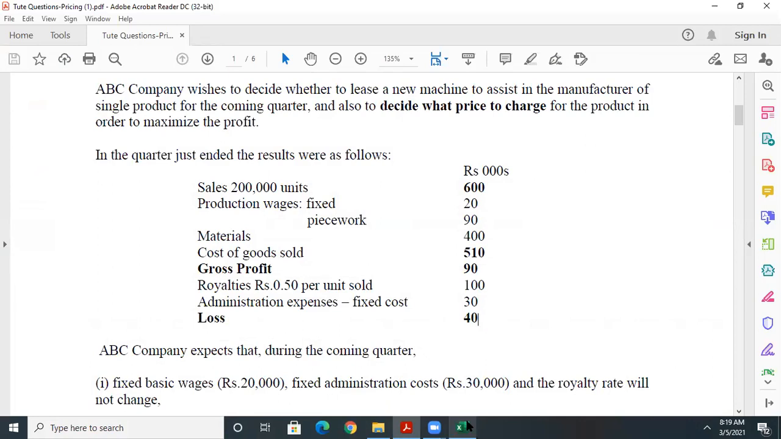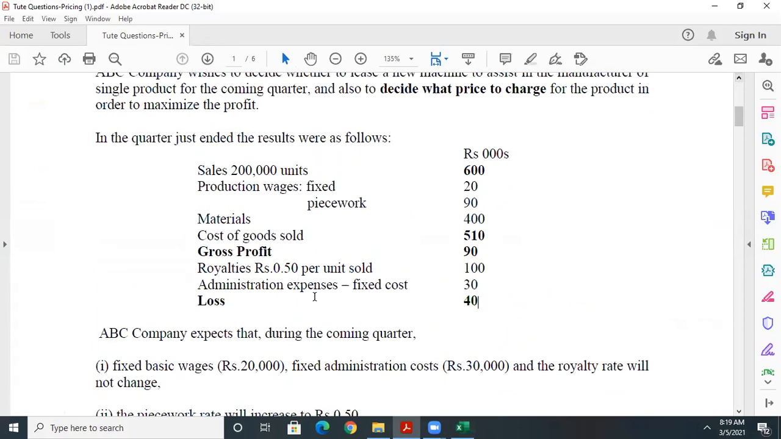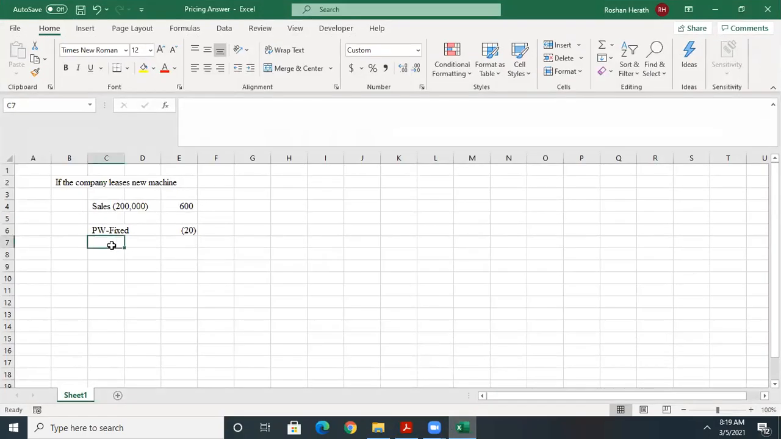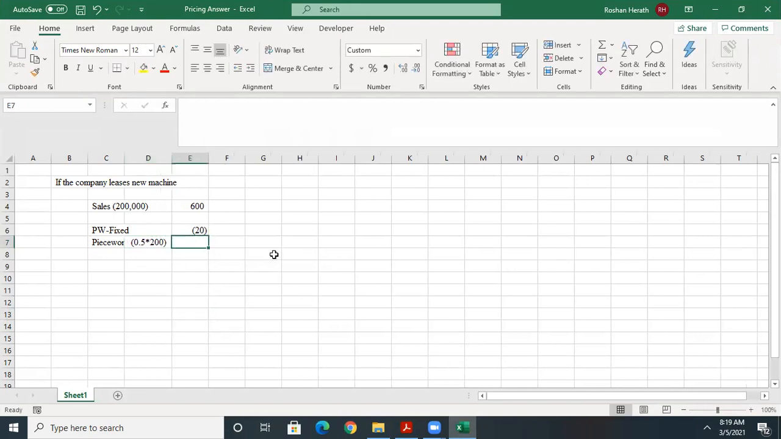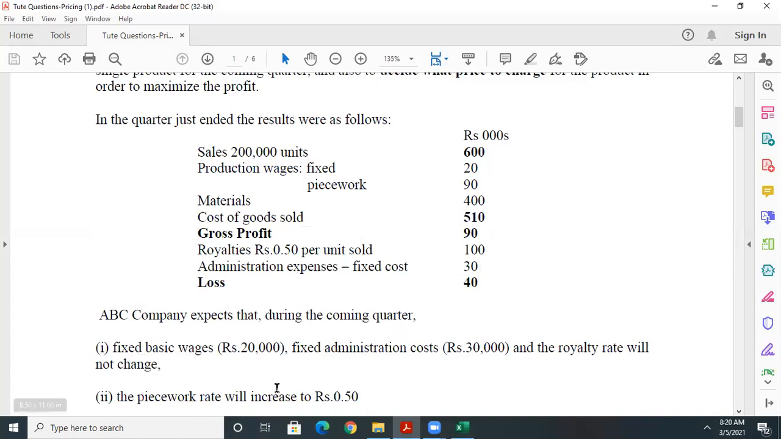Then what about the piecework? It says that the piecework rate will increase to rupees 0.5. Then you have 200,000 units, so the cost is 0.5 into 200, it's 100. At the moment you can see it is 90,000, and if you divide this 90,000 by 200,000, it's 0.45. But in the next quarter, the piecework rate will increase to 0.5.